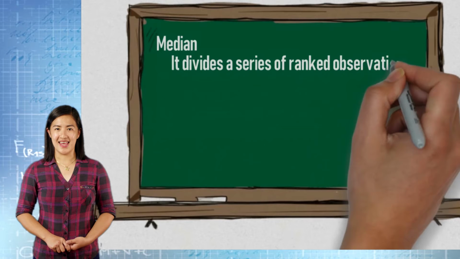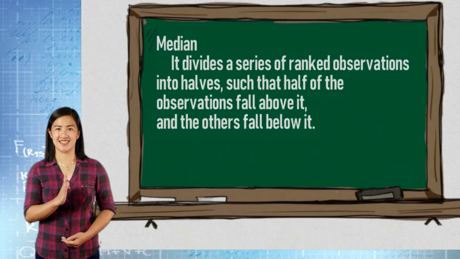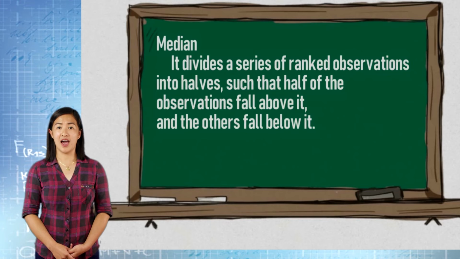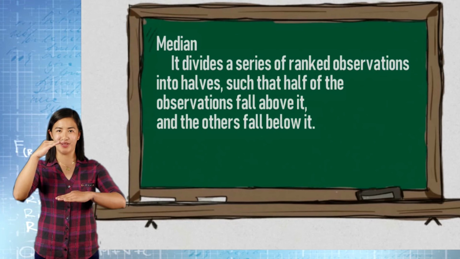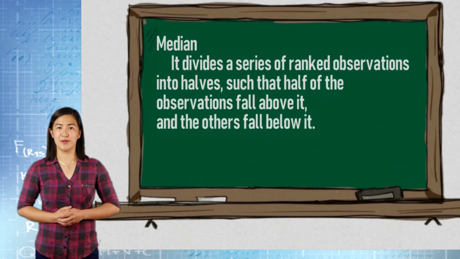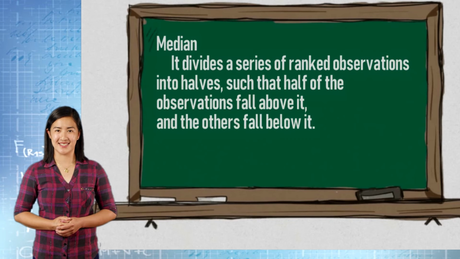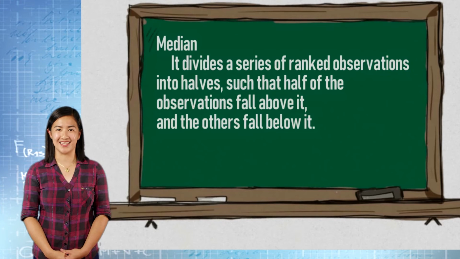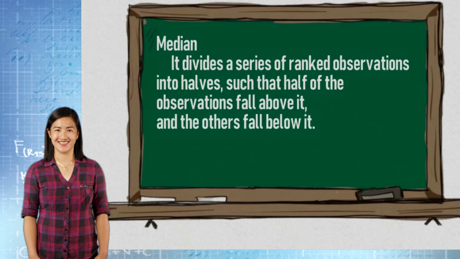Median. The median is that point on the scale of measurement that divides a series of ranked observations into halves, such that half of the observations fall above it and the others fall below it. In calculating the median of group data, the middle value is not known as the data is divided into class intervals. Let us learn more on how to calculate the median of group data. Let us solve a few examples to understand this concept better.